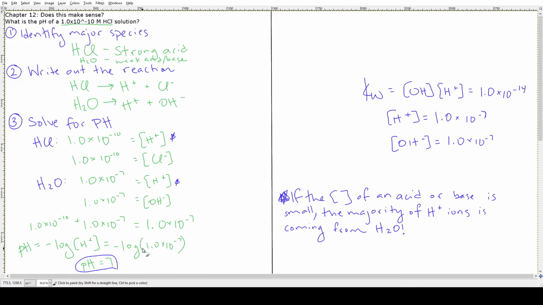Now, if I didn't follow the sig fig rules, I would have ended up with 1.001 times 10 to the negative 7 in here. And if you took the negative log of that, you would have ended up with like 6.99999 or whatever. And that is very, very slightly acidic. But as we know, sig figs don't allow for that. So you end up with 7. So, does this make sense?